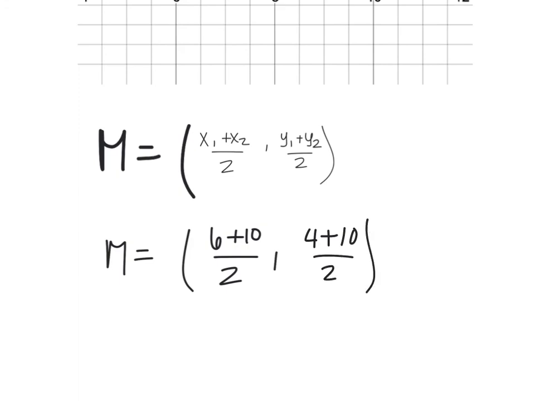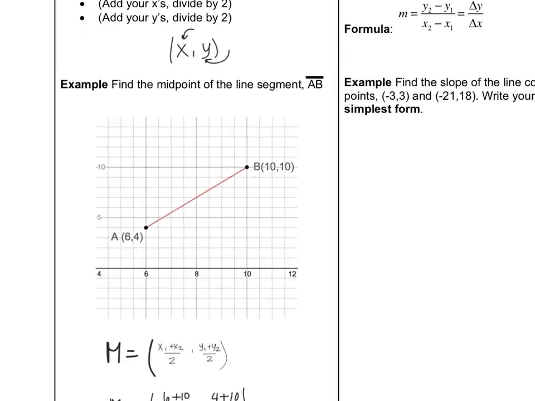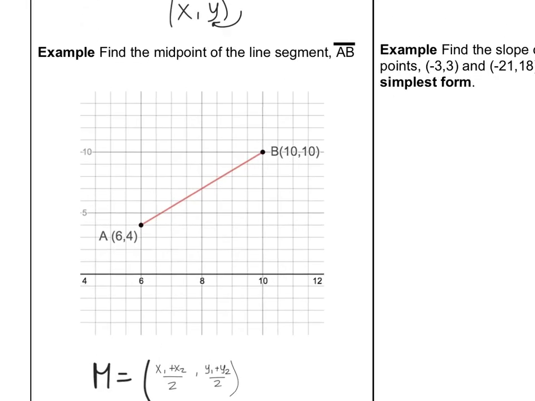6 plus 10 is 16, divided by 2 is 8. 4 plus 10 is 14, divided by 2 is 7. Your midpoint is 8, 7. Right there.